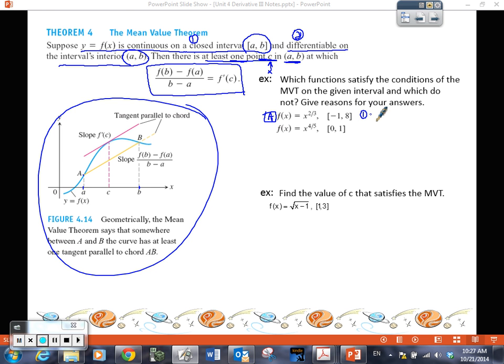So number 1, is this one continuous on the closed interval? Yeah. Continuous on the closed, check. Is this one differentiable on the open?